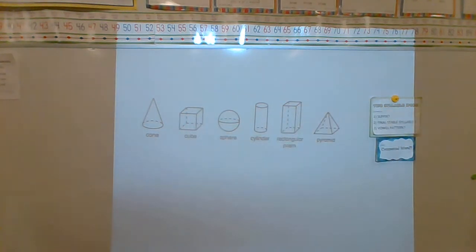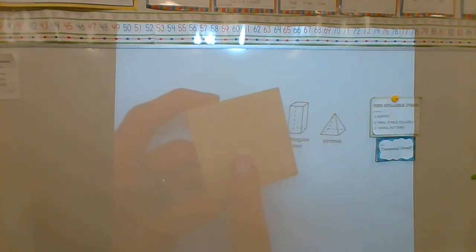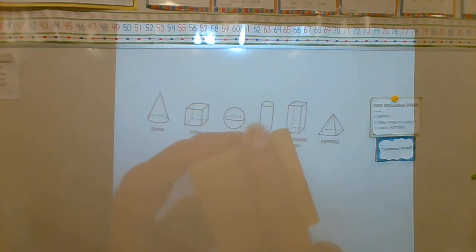Okay, now if we take a look at, excuse me, let's take our cube. Like this geometric solid has only flat sides. Mathematicians call these faces. Can you say that with me? Faces. They call the flat sides faces. Okay?